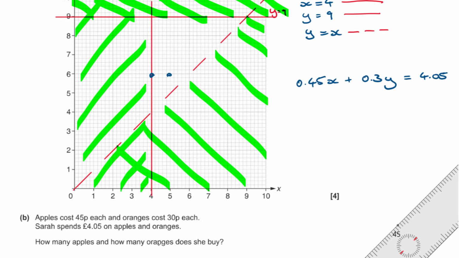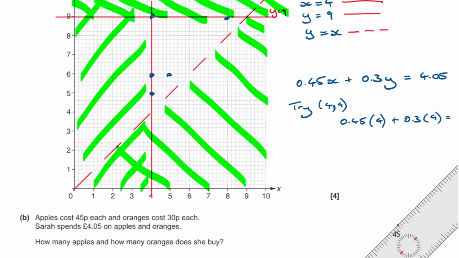It's probably the best idea to start with the extremities. Pick those first and then try those. So it can't be on that line, so let's look at these values to start with. So 4, 9, 8, 9 and 4, 5, and see how we get on with those. So let's try the top left hand corner then, which is 4, 9. What does that give me? 0.45 times 4 plus 0.3 lots of 9. What's that equal to? 45 pence 4 times, £1.80 and £2.70. £1.80 and £2.70, £4.50. That's too much, isn't it? Okay, so that's too much.